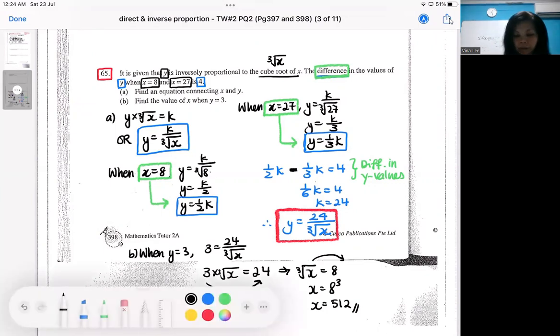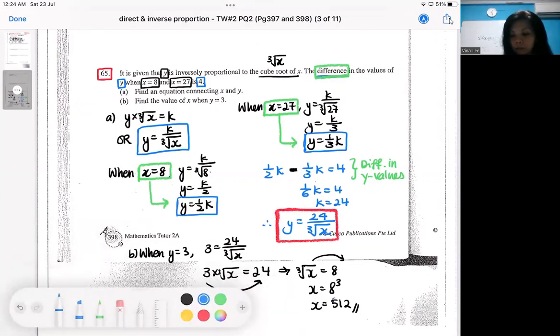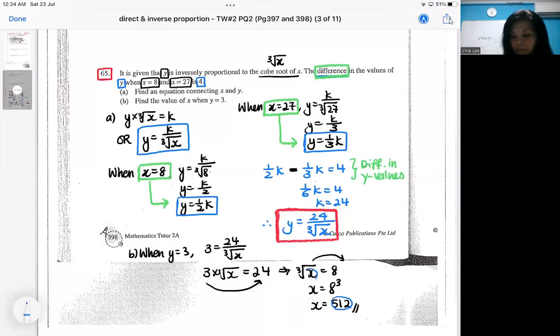And you can do a check. If let's say you return this number here, you can punch calculator the cube root of 512. Does it give you an 8? So this is a different way of telling you about k.